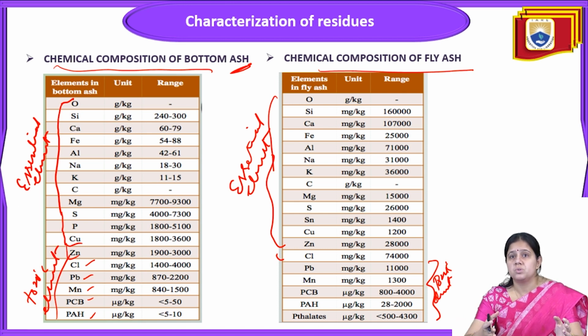So you can see that the range of silica is less in the bottom ash, but in fly ash it is more. Like calcium is again less, but in fly ash it is more. So all the elements are very low in the bottom ash, but increased in the fly ash. Like that in case of toxic metals, toxic elements also. In this way, we can say that the bottom ash and fly ash will have both types of characteristics. It will contain some essential elements as well as some toxic properties also.